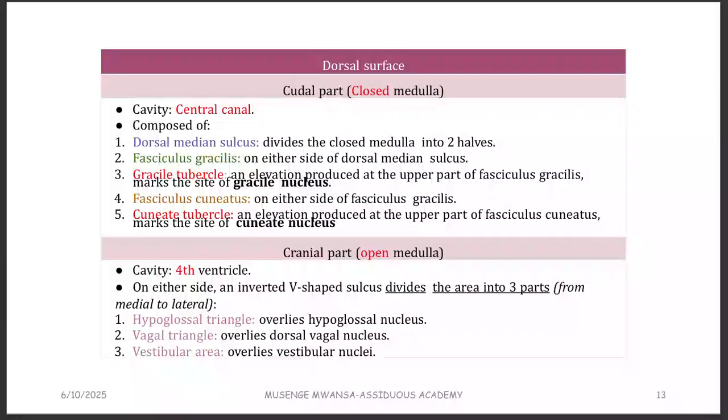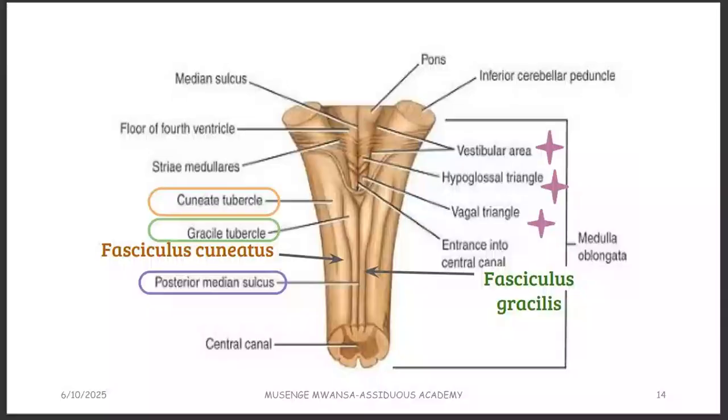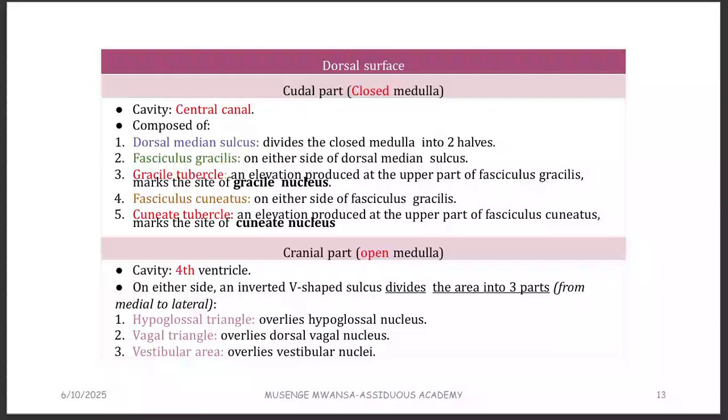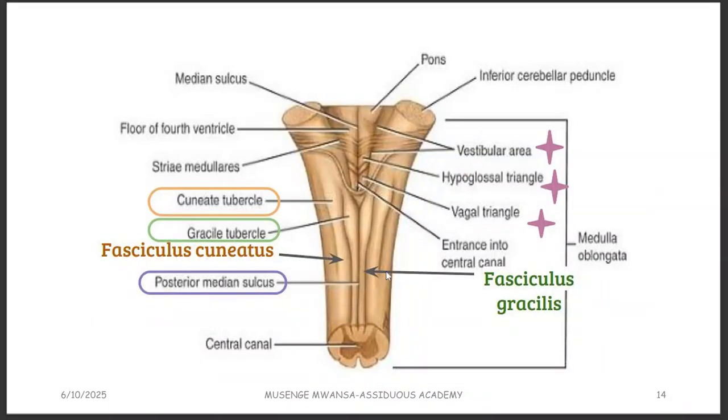Now, when you look at the back of the medulla oblongata, that is the dorsal surface, it is divided into the closed medulla, which is caudal, and then the open, which is cranial. Cranial just means on top, caudal means down. So the caudal part, that is the down part, is the one that is closed. The upper part, which is cranial, is open, as you can see here.